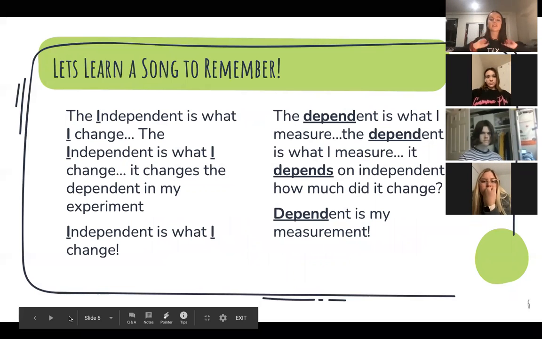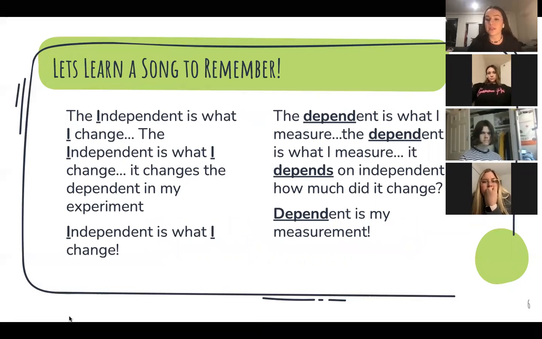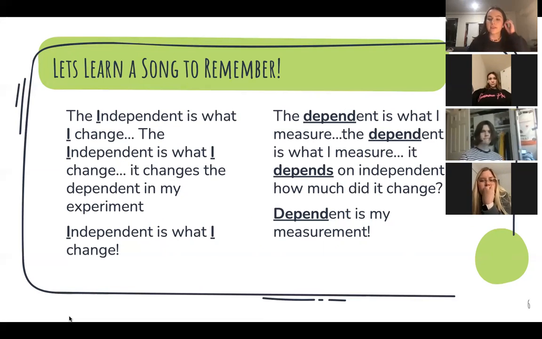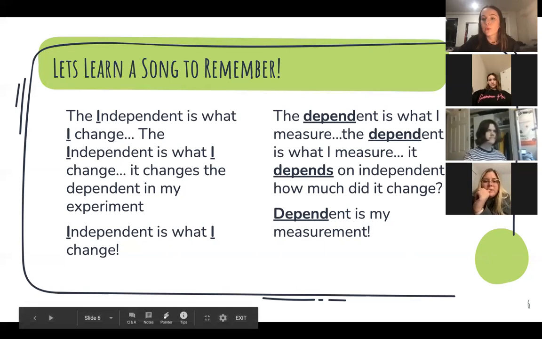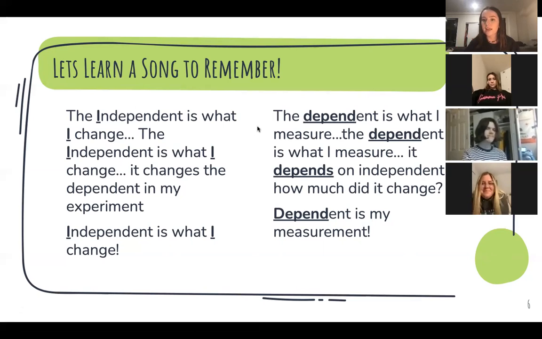Let's really hone this in. What we are going to do is learn a song. And it goes to the beat of, if you're happy and you know it, clap your hands. So I'm going to do it first, and then I'll do the first one, and then we'll do it all together. So it goes, the independent is what I change. The independent is what I change. It changes the dependent in my experiment. Independent is what I change. So now that we have the first one together, we can all unmute ourselves and let's go through the whole song together. Are we ready to try it? All right, follow my lead.